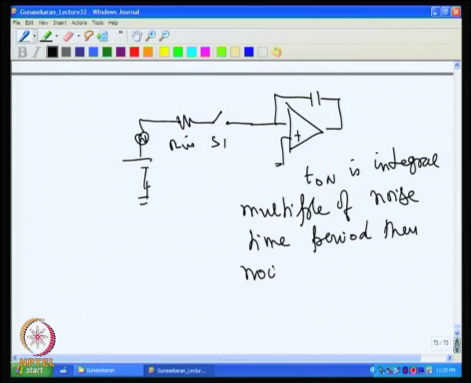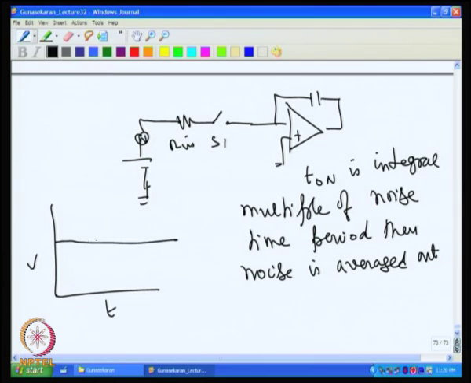Noise is averaged out. That is like this. Suppose I have a DC plus AC voltage versus time plot. So, DC is in this, and then over that AC is going.